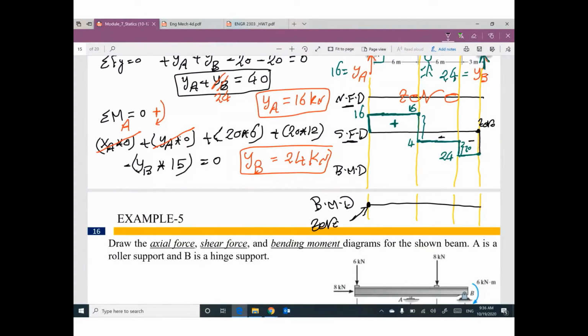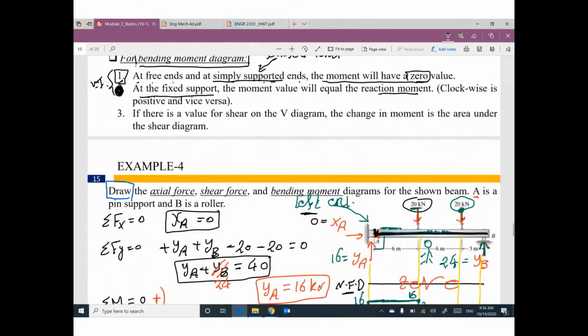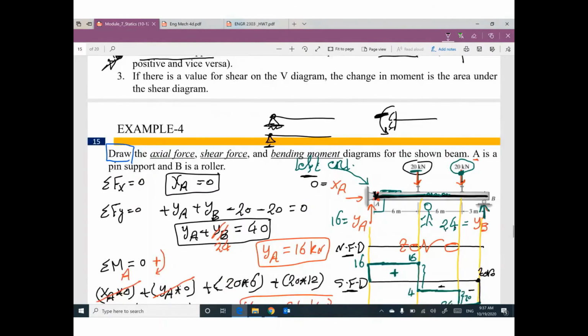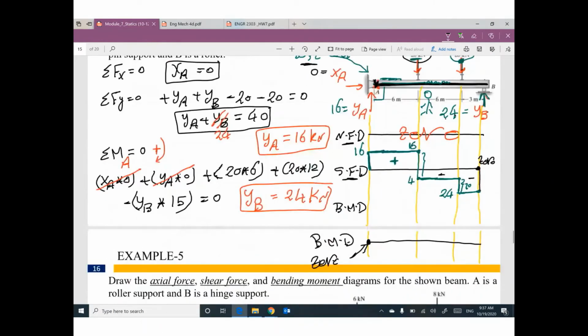One of you will ask me a question. If we have a fixed support, follow the second rule. If you have a fixed support, you will have a reaction moment, and this reaction moment will be the value. If you don't have fixed, which means hinge or roller, your value will be 0 all the time. These 2 rules are very important. We have simply supported, it's a hinge, so your value will be 0.